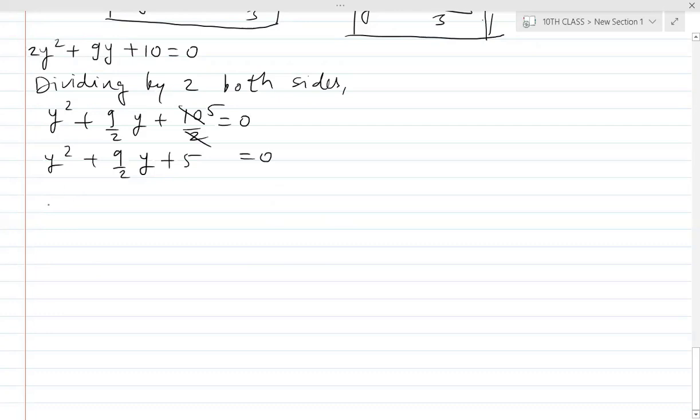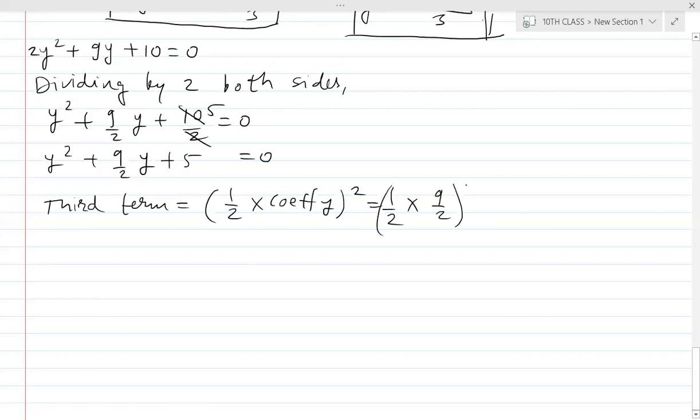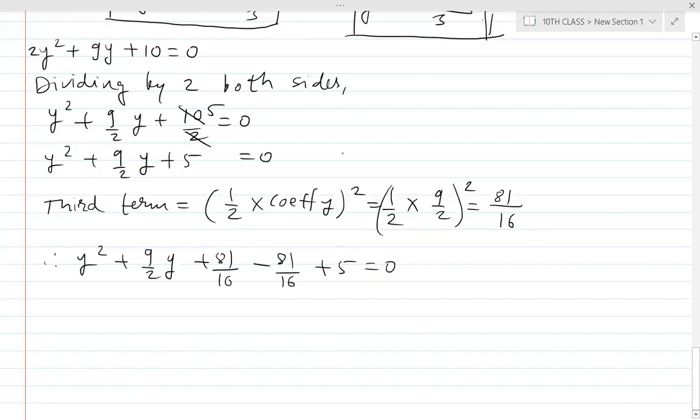Now we are going to find the third term. We know the third term can be calculated using the formula half of the coefficient of y, whole square. It becomes half of the coefficient of y, 9 by 2, whole square. 9 square is 81, and 4 square is 16. Thus we are going to add and subtract 81 upon 16 in the equation. So the equation becomes y square plus 9 upon 2 y, first add the third term, then subtract the third term, plus 5 as it is.